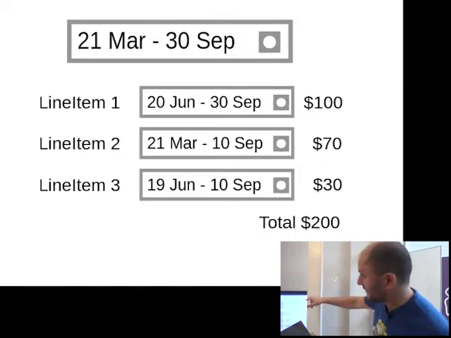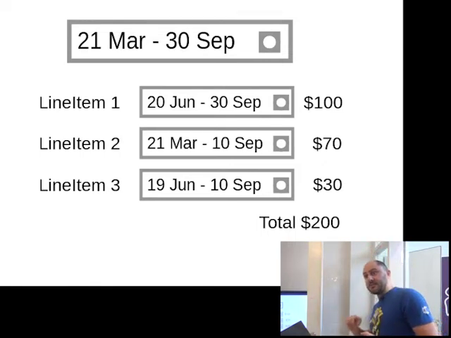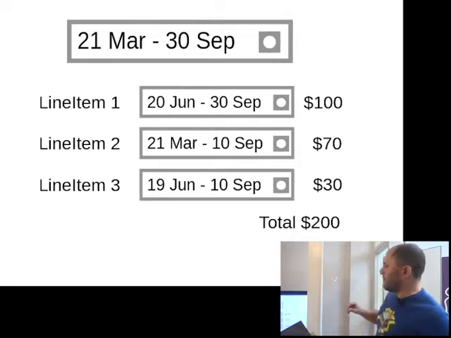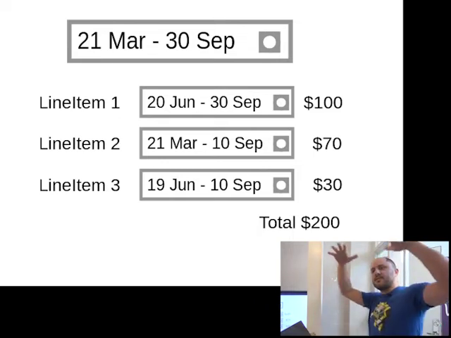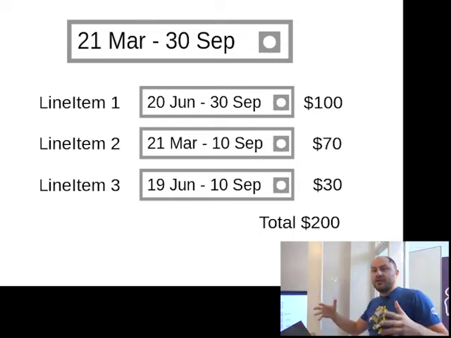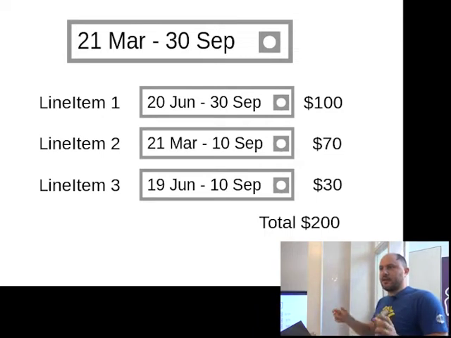So we had a date picker for each of the line items, and each date picker had a start and an end date. Also, our page had a main date picker on the top that encompassed all the period of the campaign. So basically, it included all the intervals of the line items.